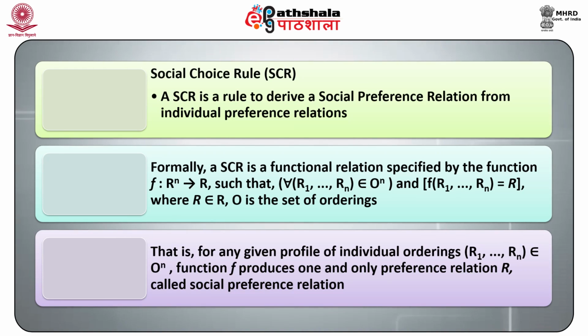A SCR is a rule to derive a social preference relation from individual preference relations. Formally, a SCR is a functional relation specified by the function f, where f: Rn → R, such that for all R1 and so on till Rn belonging to On, the function f(R1, ..., Rn) equals R, where R belongs to the set of orderings O.